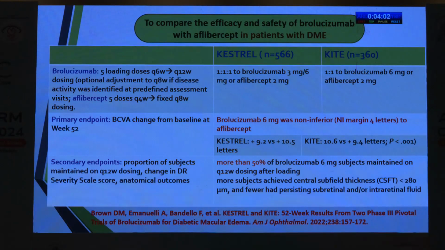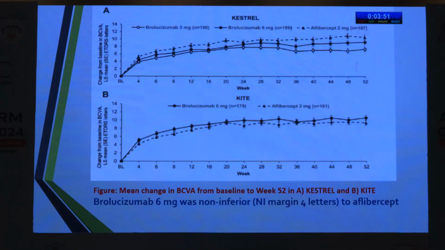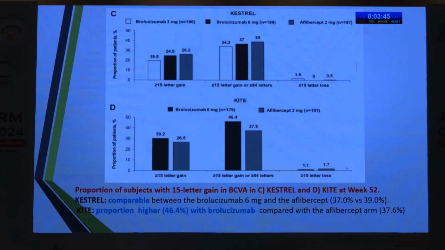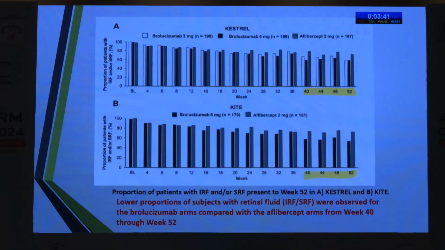These are the other studies for brolucizumab in DME, the KESTREL and KITE studies. Again, we could see similar results to neovascular AMD. Brolucizumab was non-inferior to aflibercept. These are the visual outcomes, which are similar to aflibercept, and the proportion of patients who gained more than 15 letters was better in the brolucizumab group.